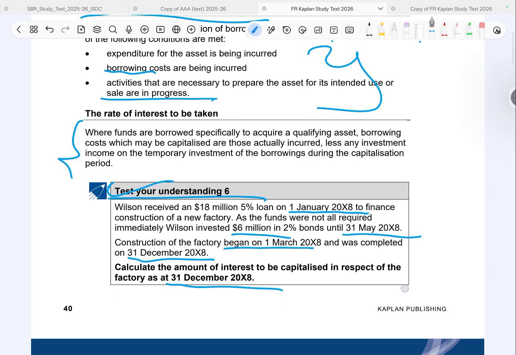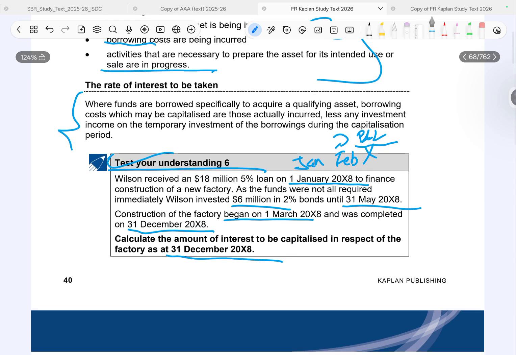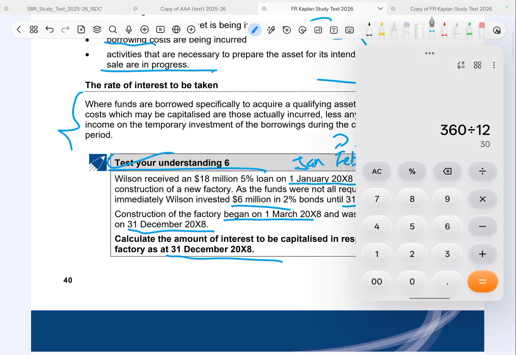So for these 2 months, Jan and Feb, I'm not going to be capitalizing any interest cost. Obviously I will have to pay interest, but I'm not going to capitalize it. For these 2 months, all our interest is going to go into the profit and loss statement. We are not going to be capitalizing it in the statement of financial position. So I'm going to be calculating it for the rest of the 10 months.